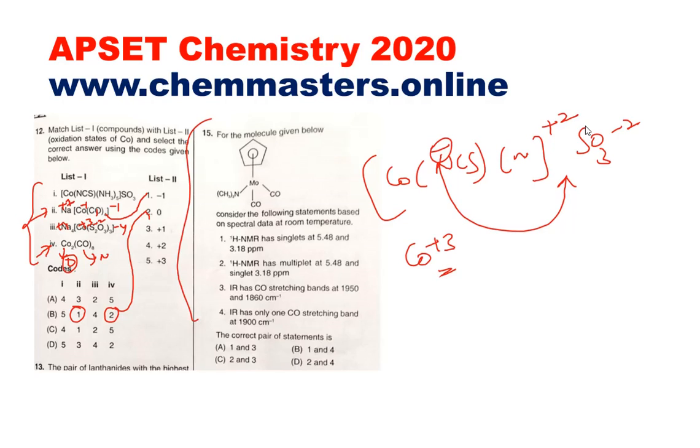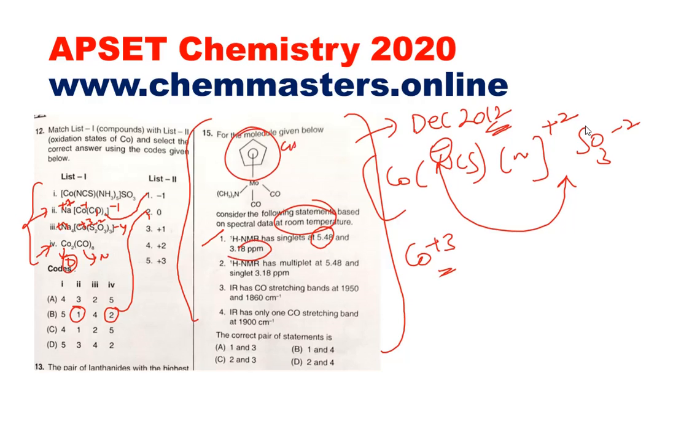Now just look at the 15th question for the molecule given. This is a copy-paste question from the CSIR December 2012 examination. So simply the first one, the HNMR has a singlet at 5.448 and 3.18, because at room temperature the 5 hydrogens on the Cp ligand can rotate freely, and that's why they will give only one singlet. Okay, and it is also having CO stretching bands at 1950 and 1860. So options 1 and 3 are correct. So A is the correct answer for it.